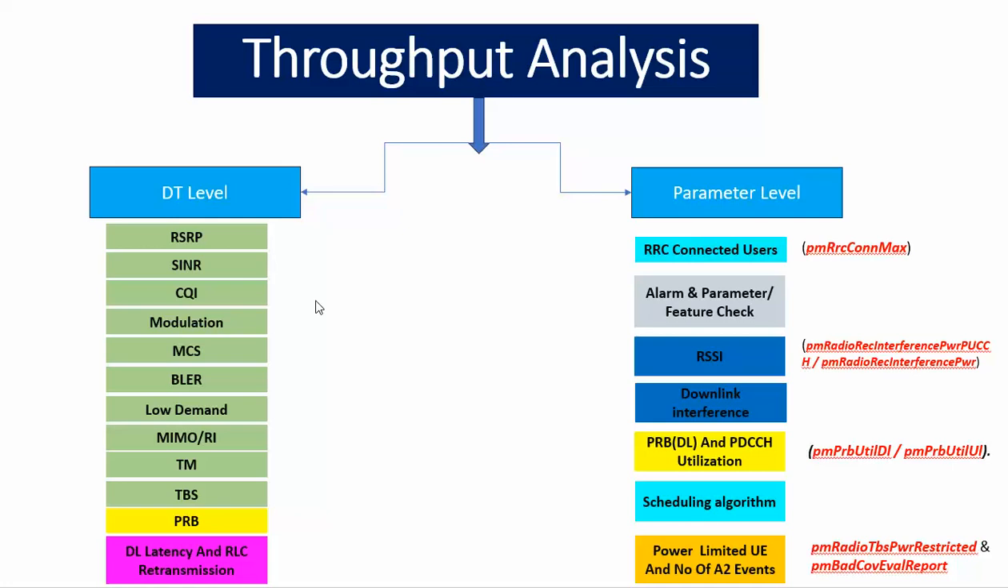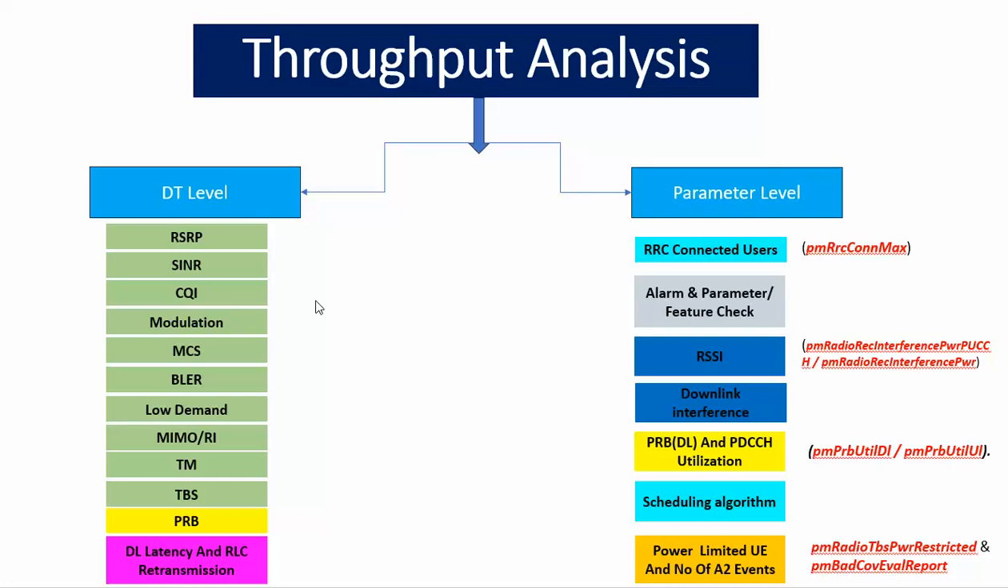Also you need to check retransmission, packet retransmission, RLC retransmission. If our packet is retransmitted again, that also affects our throughput. This is on the DT level. We need to check on the DT level, but we should also check parameters on the eNode B side.